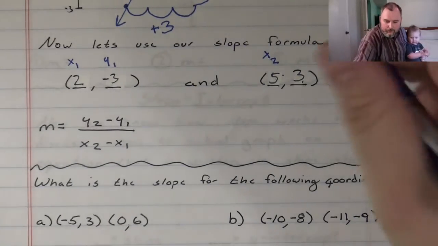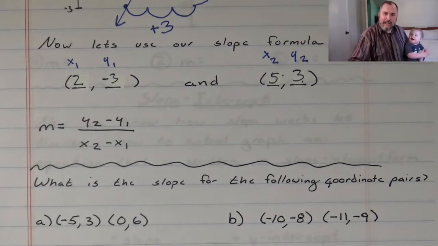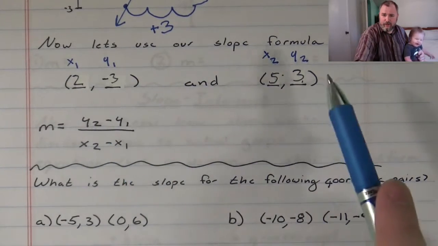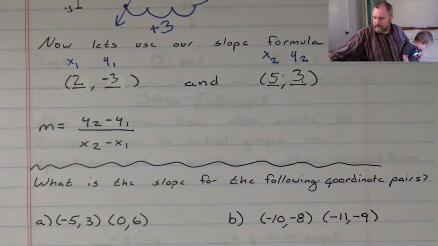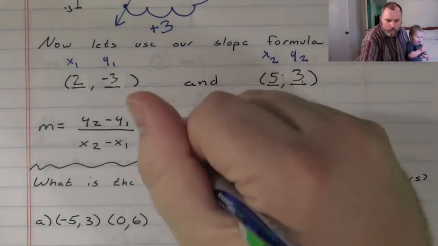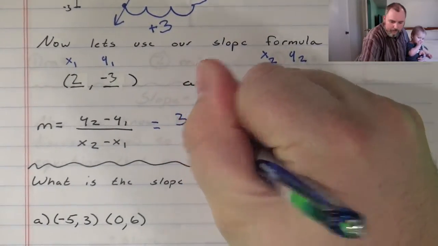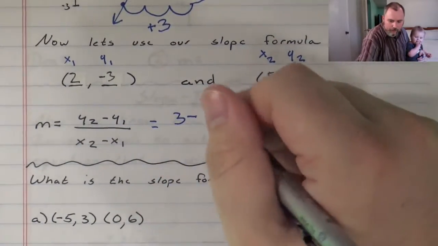X sub 2 and y sub 2. Now that we've labeled it, knowing that this is my first point going to my second point, we're simply going to start plugging in numbers. All right? So y sub 2 is going to be 3 minus y sub 1.